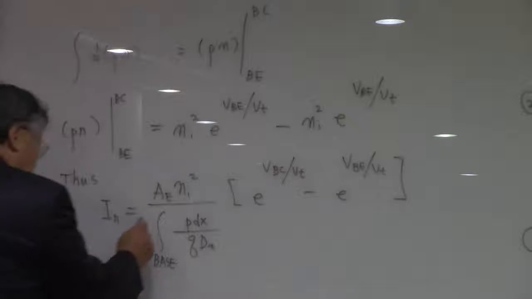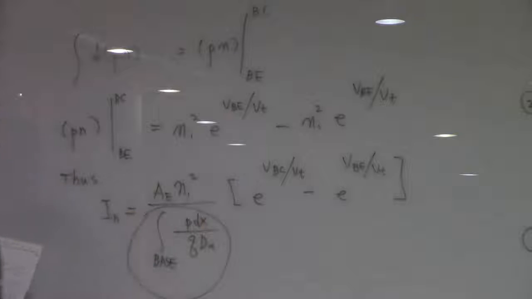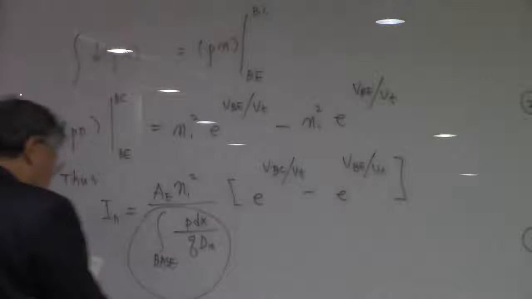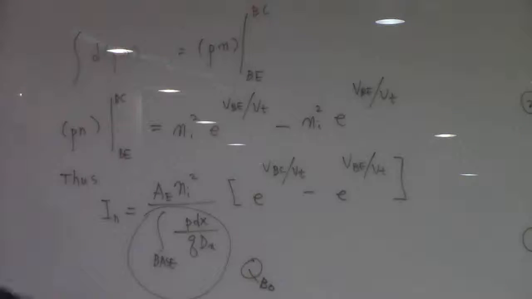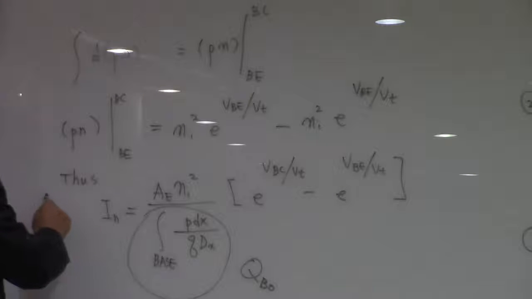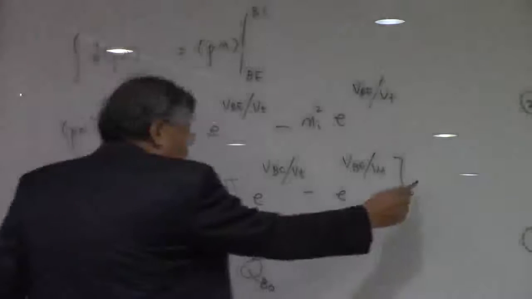And this is what we call the Gummel number, which is the charges in the base, the doping concentration in the base. And this is the conclusion that we're going to have in the bipolar transistors.